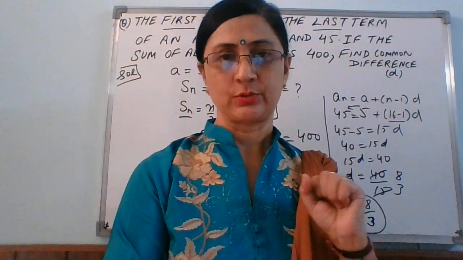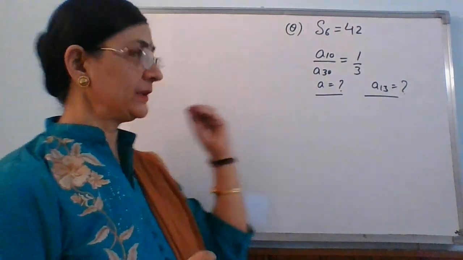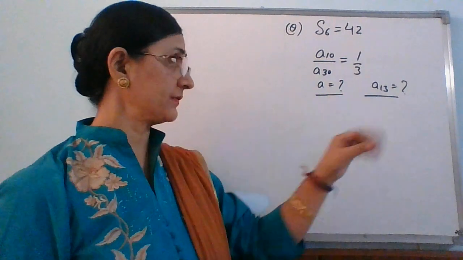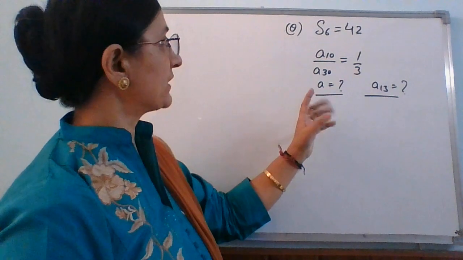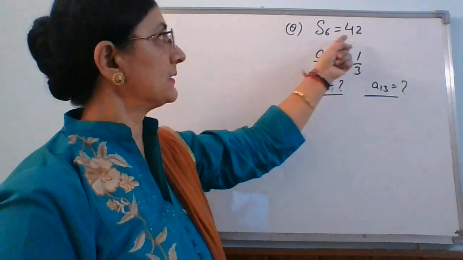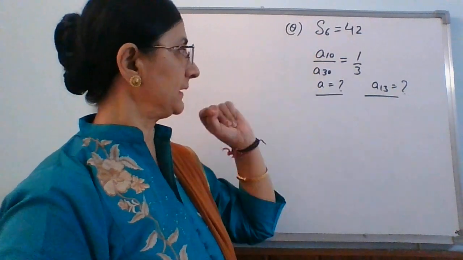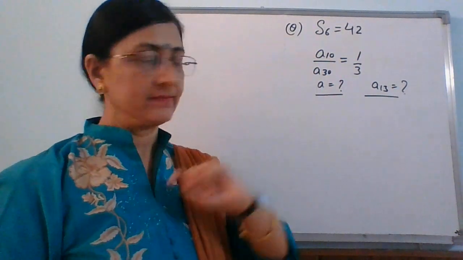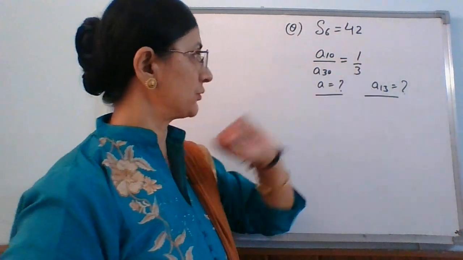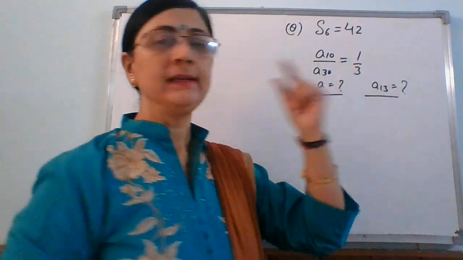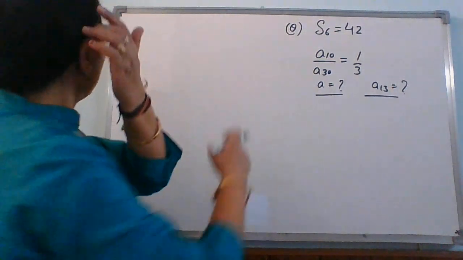Okay, now we'll do the last question. This is the last question of this video. I've not written the full statement, I've written it in short. What was the question? The question was that the sum of 6 terms is 42, and the ratio of the 10th term and the 30th term is 1:3. You are supposed to find a and the 13th term. A13 is the 13th term. So let us see what is given.